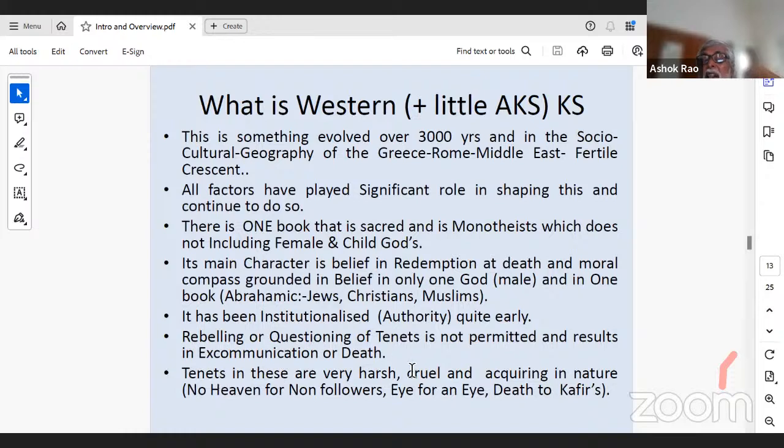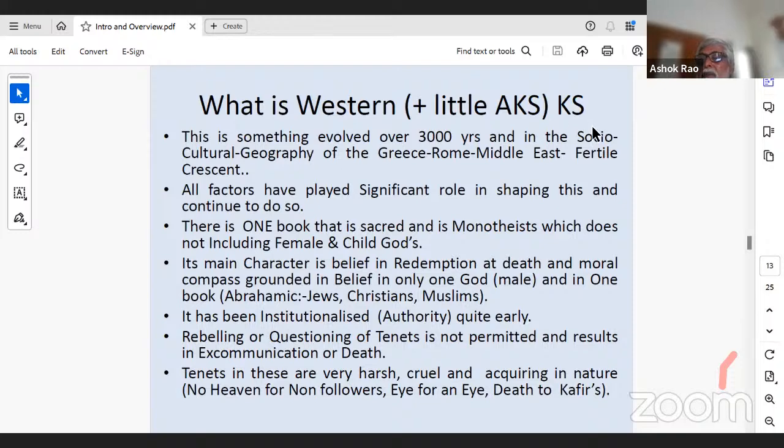And the tenets in these are very harsh and cruel and acquiring in nature, means they all want to grab. For example, no heaven for non-followers, eye for eye, death to kafirs. This very harsh and cruel nature is influenced by the geography of that place. All of them developed in deserts where it's a very harsh environment. So the tenets of the religion mirror the socio-cultural ambience.